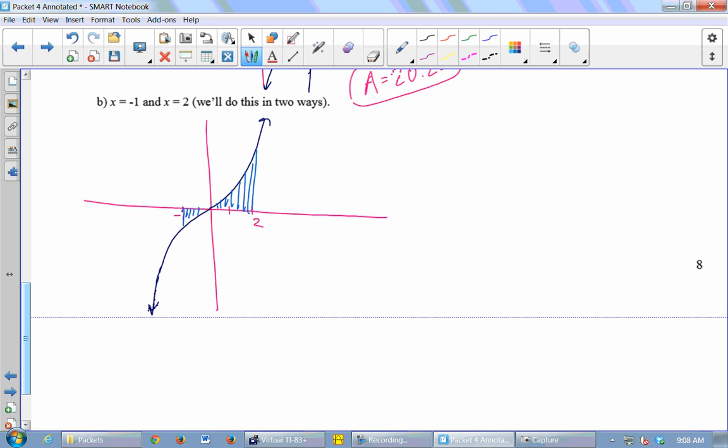Yeah. So these 2 guys have the exact same area. One's positive and one's negative. Right? And then so I could just take the integral from 1 to 2.